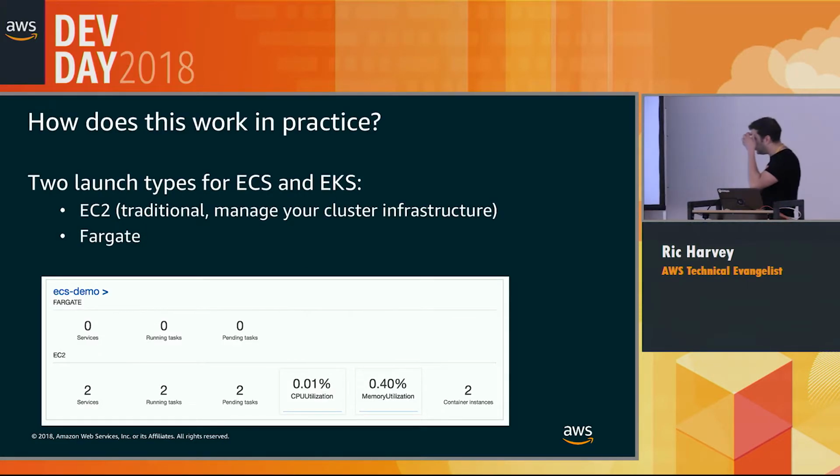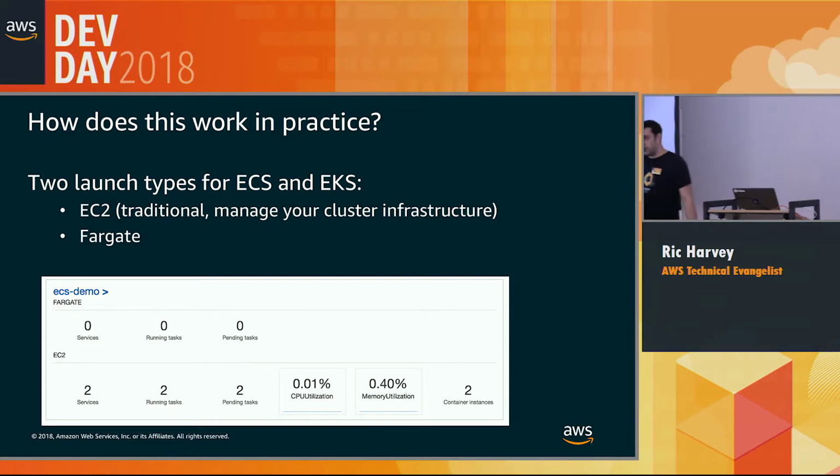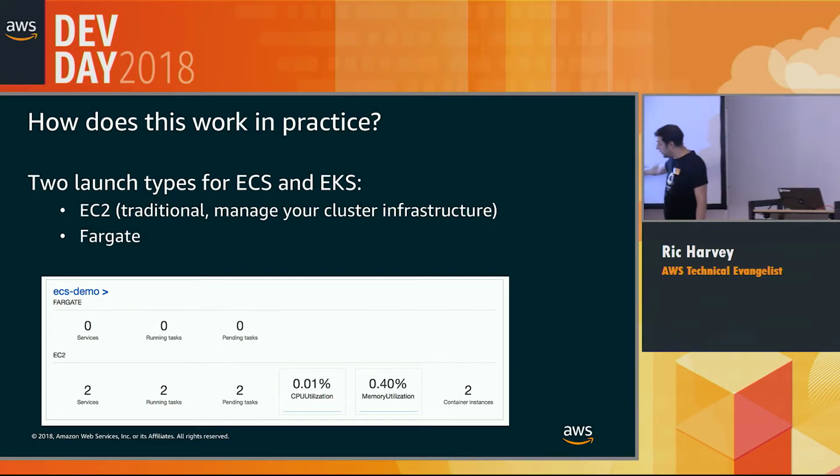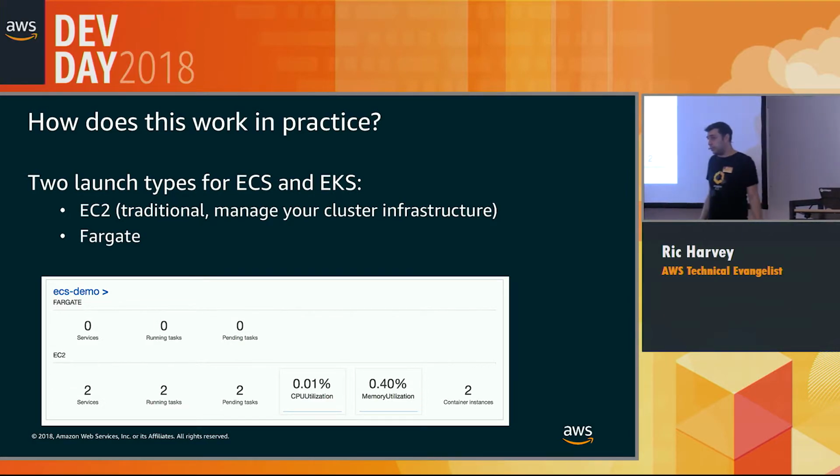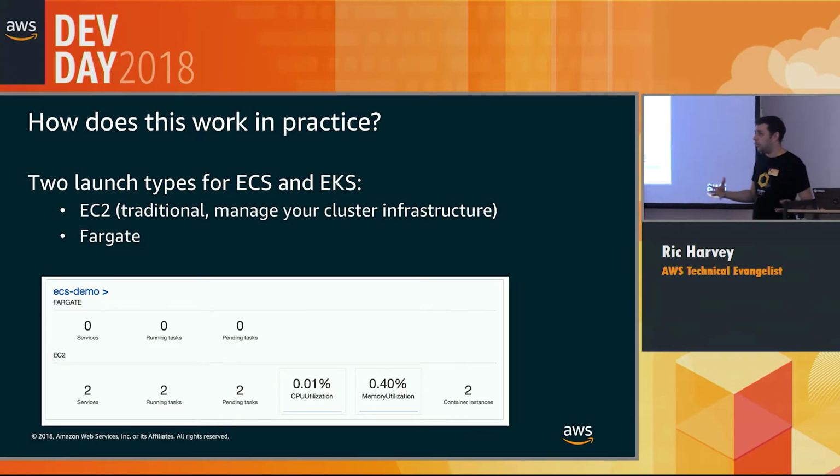So in practice, when you create a cluster, you can actually start up and you can have a hybrid cluster as well. So you can have Fargate, and if you notice a difference on here, we've got no CPU and memory utilization visible and no container instances, and EC2 instances. And you can actually push those into one cluster. Now, why would you want to do that?